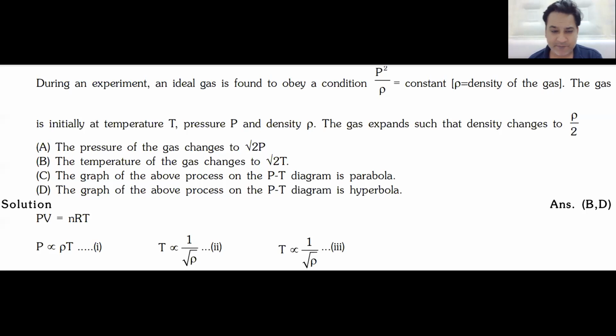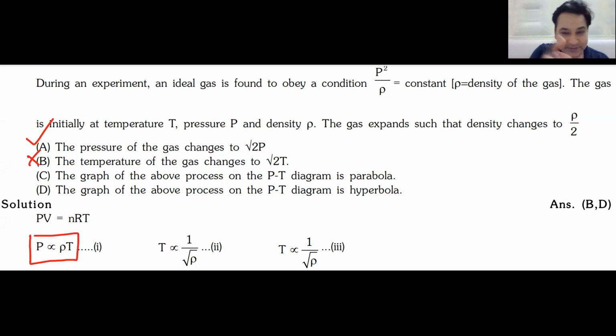Okay, option B is absolutely correct. No doubts about it. Option A is absolutely wrong. No doubts about it. Yes or no? Okay, what about C and D? Graph between P and T, beta. Confusing? No, it's not confusing. You know this, yeah?